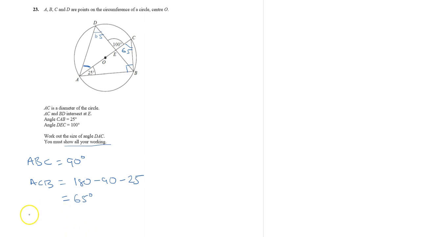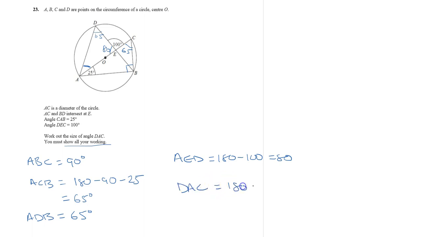So ADB is also 65. We can work out this angle here. So we can work out AED using angles on a straight line. So AED is 180 minus 100, which is 80. So this angle here is 80, which means we can work out this one using angles in a triangle. So the angle DAC is 180 minus 80 minus 65, which is 100 minus 65, so 35 degrees. That's it.